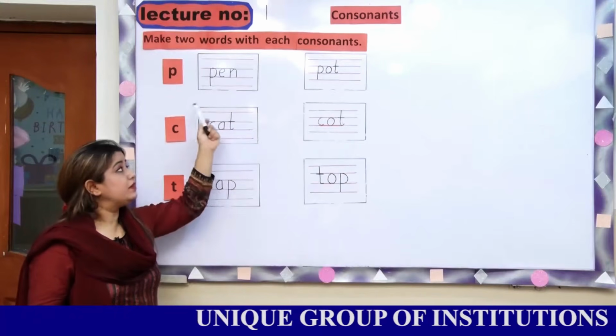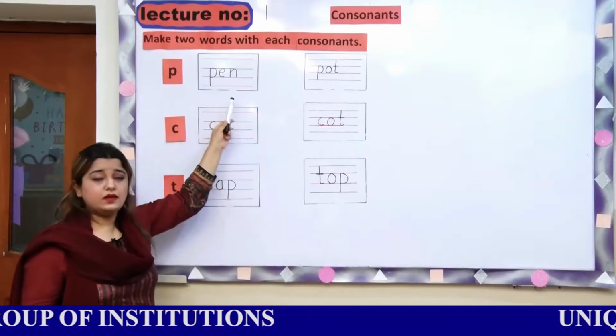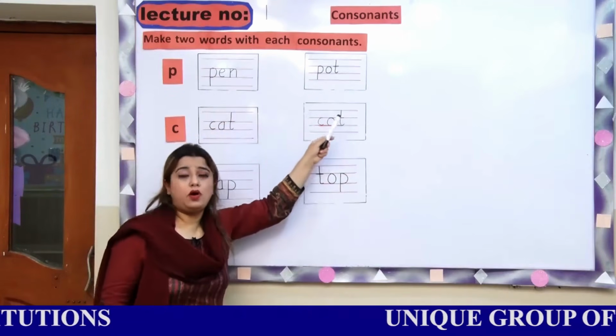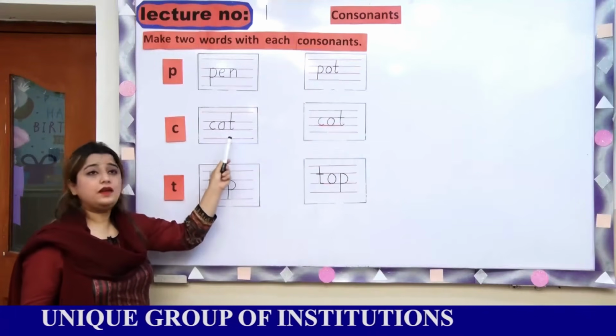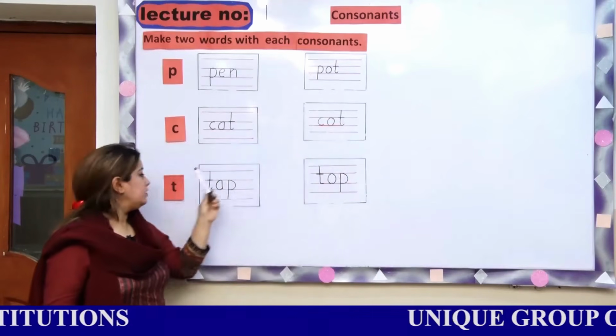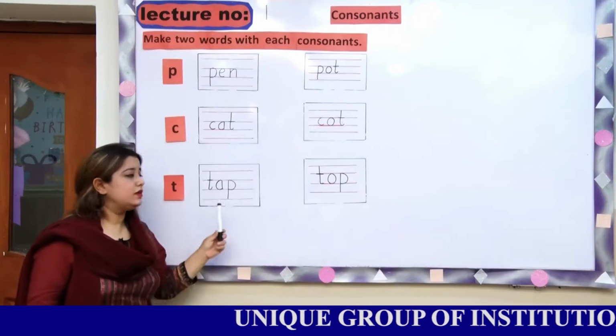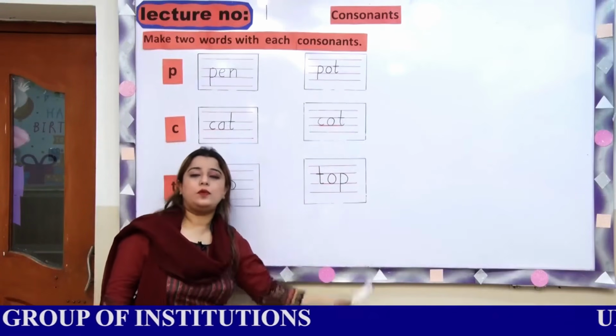I am going to repeat this for you. P, A, N, pen. P, O, T, pot. The next consonant is C. C, A, T, cat. C, O, T, caught. The next consonant is T. T, A, P, tap. T, O, P, top.